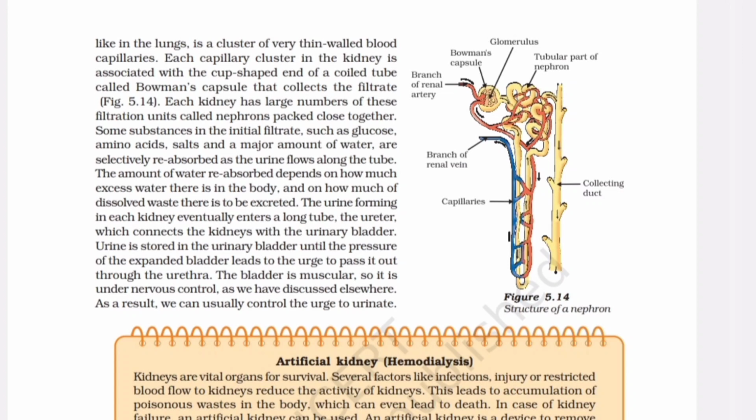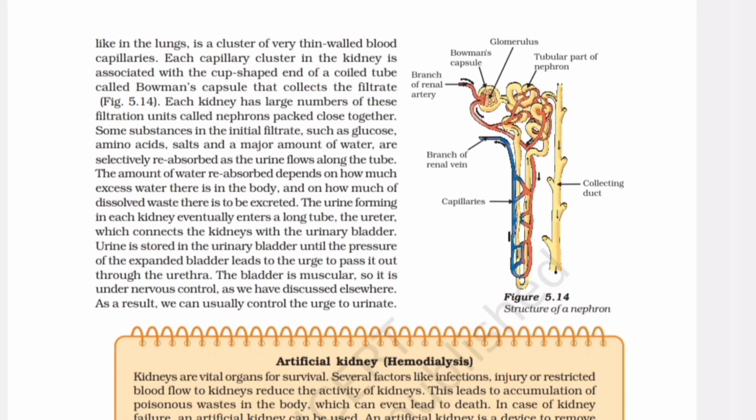Some substances in the initial filtrate, such as glucose, amino acids, salts, and a major amount of water, are selectively reabsorbed as the urine flows along the tube. The amount of water reabsorbed depends on how much excess water there is in the body, and on how much dissolved waste there is to be excreted.